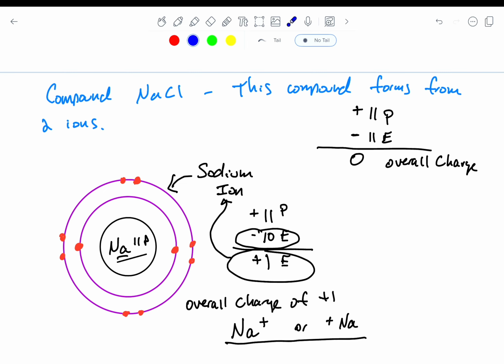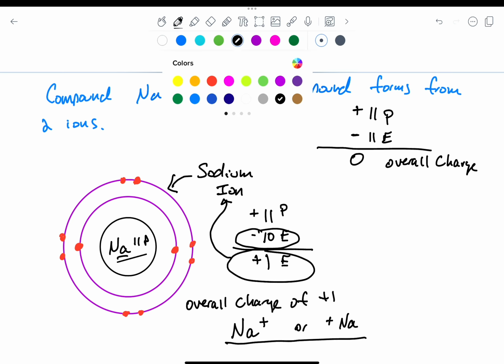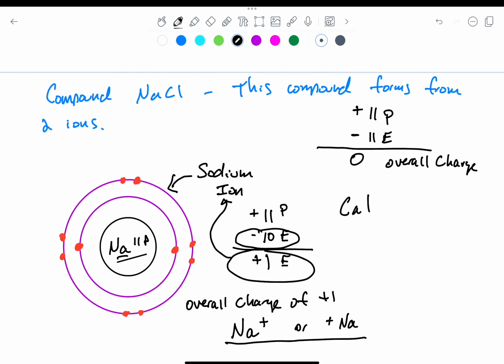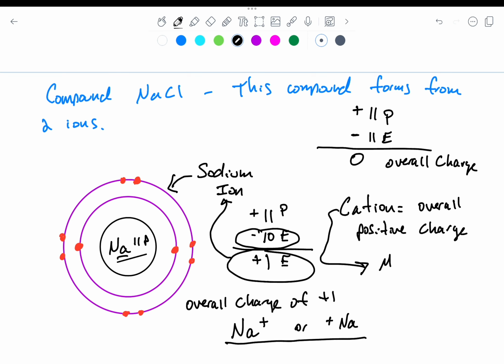So this is a cation. We talked about there being two types of ions. Sodium ion is a cation, and that means it has an overall positive charge. Another way of saying this is that you have more protons, sorry about that, than electrons. Okay?